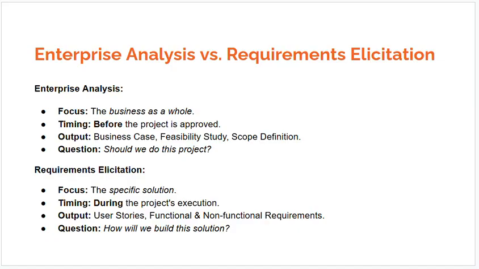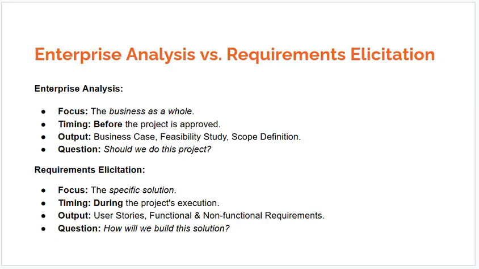Let's discuss the output. The business case, feasibility, and scope definitions are the outputs from the enterprise analysis. So what the business case will look like, whether the project is feasible or not feasible, what the in-scope functionality is, and what the out-of-scope functionality is. We cover these things in the enterprise analysis.